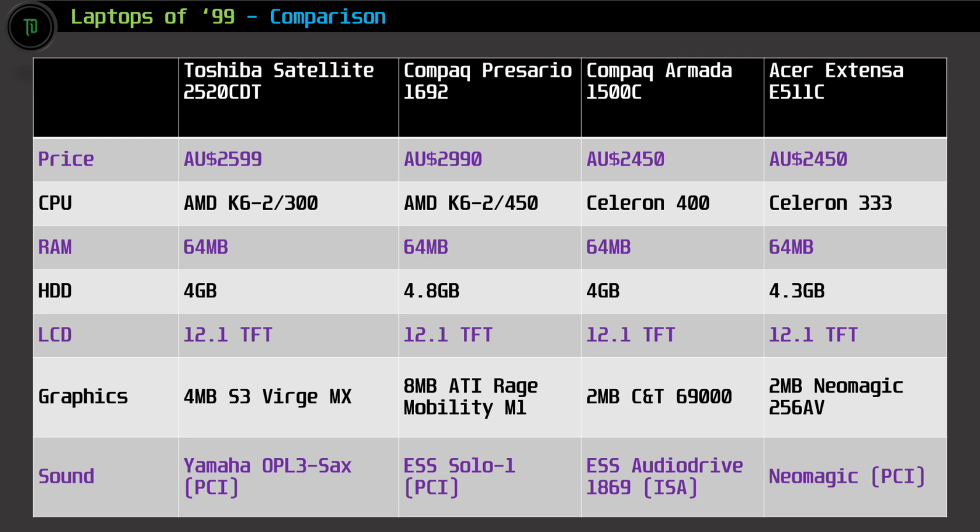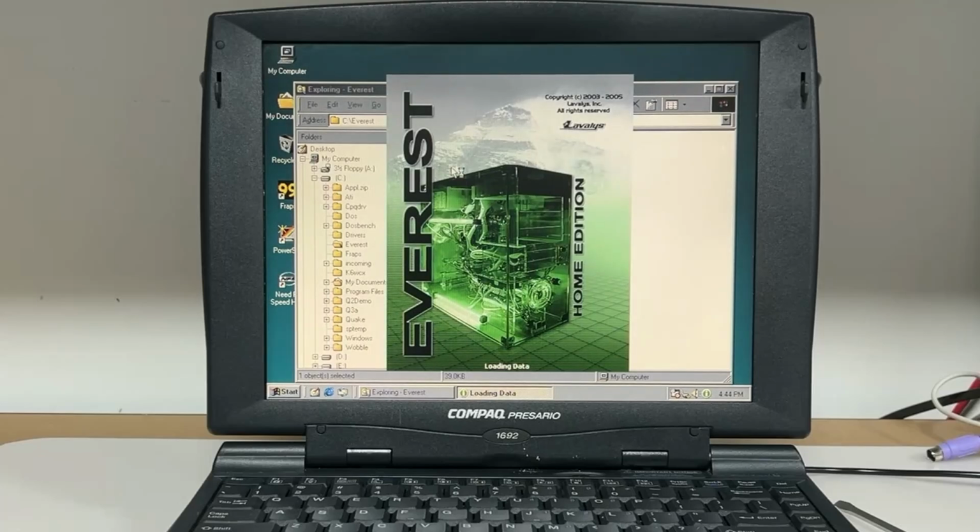Acer used the cheaper integrated NeoMagic sound, which on every laptop that I've used seems to only work under the Windows DOS box. The Compaq Armada 1500 has the ESS 1869, which is an ISA-based card and has very good MS-DOS compatibility. Starting up, we load into Windows 98 Second Edition.